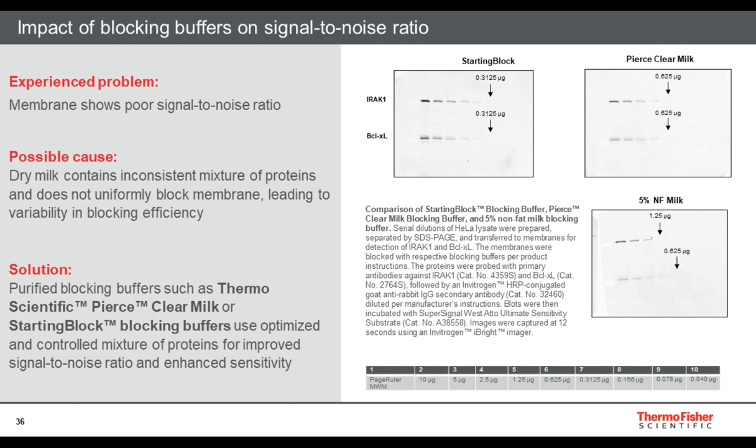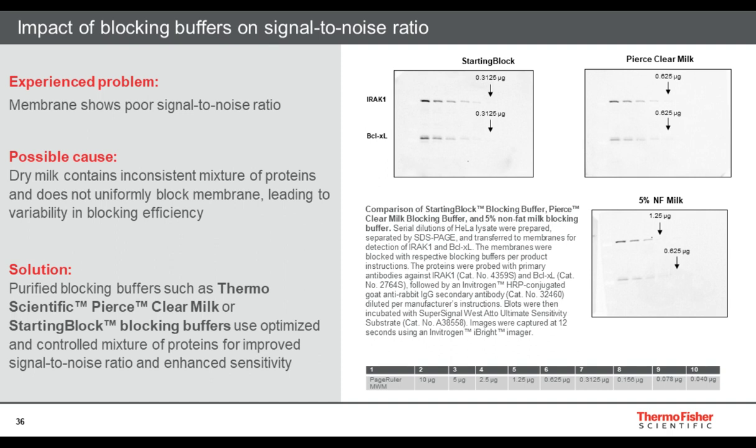An example of this low-end detection improvement is illustrated in the Western blot shown at the right. All 3 of these Western blots contain equivalent serial dilutions of HeLa lysate. Once transferred, the blots were blocked with the respective blocking buffers, StartingBlock, Clear Milk, or 5% non-fat milk. They were then simultaneously probed for IRAK1 and BCL-XL. SuperSignal West Atto substrate was used to detect the low levels of protein targets on all three blots.